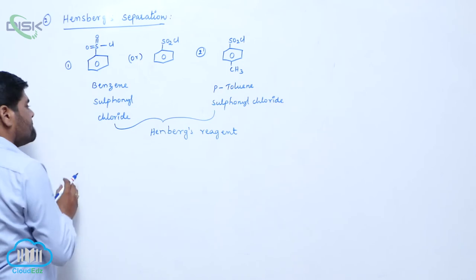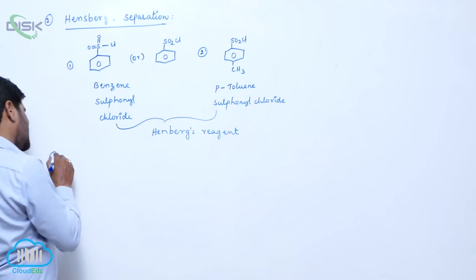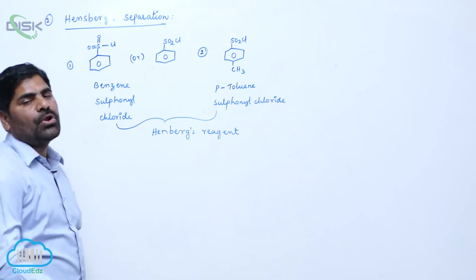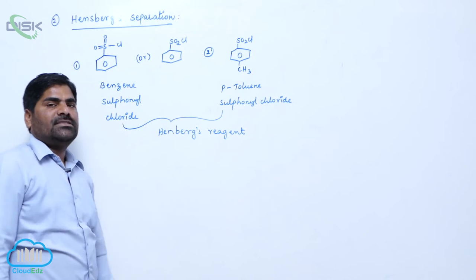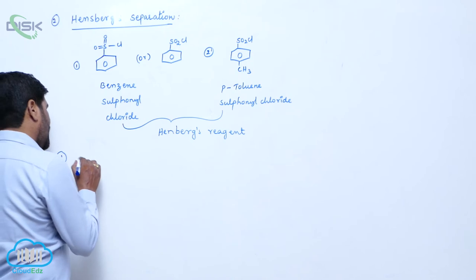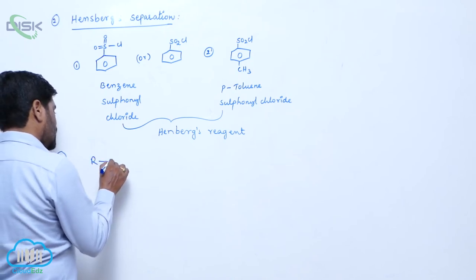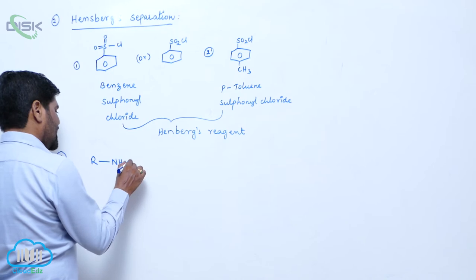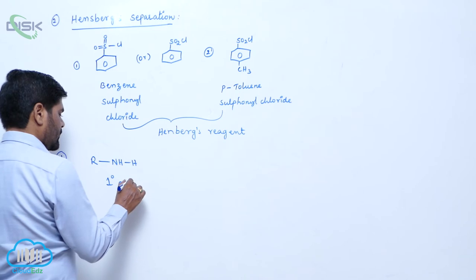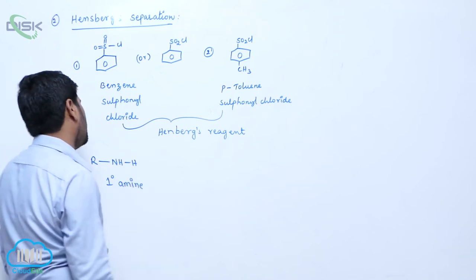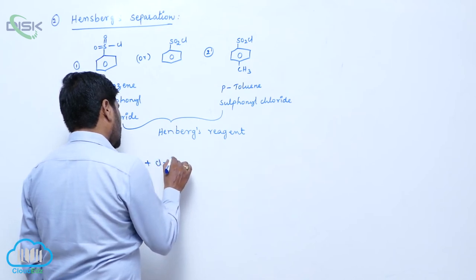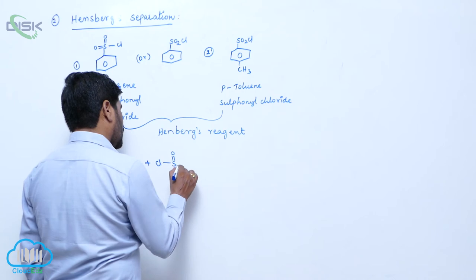Number one: if a mixture of amines is present in a solution while Hinsberg reagent is added. For example, a primary amine, that is R-NH2, here is hydrogen. This is a primary amine. This primary amine reacts with benzene sulfonyl chloride.